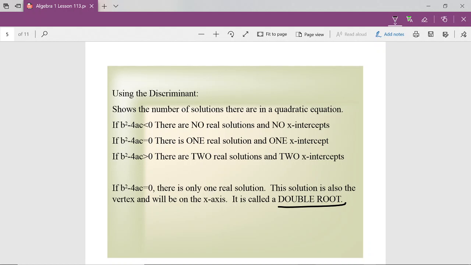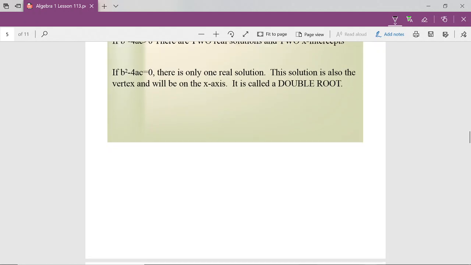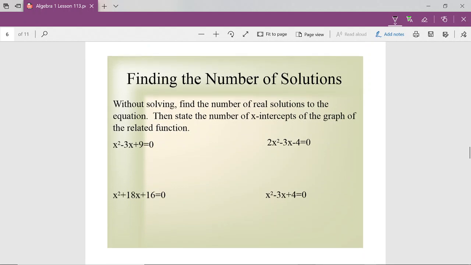Lastly, if we have something that's greater than 0, then we have our typical quadratic, and there are 2 real solutions. It crosses completely twice. So let's figure that out with these ones here. Without actually solving, so we're not actually going to find the roots, find how many solutions. So just like above, we're going to use b squared minus 4ac for each of these.